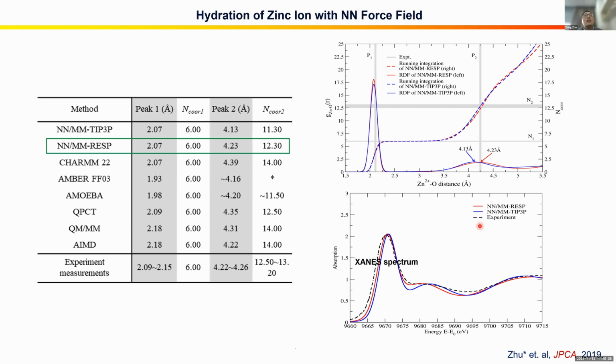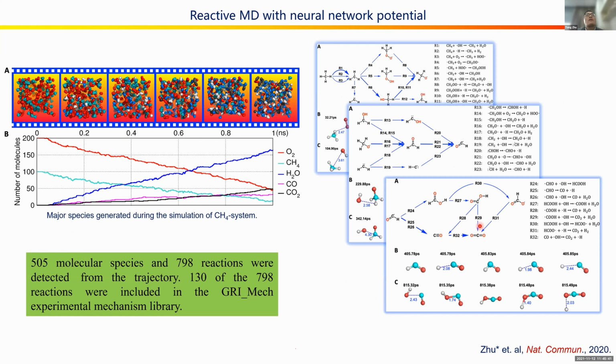Another example is the combustion of methane. By using the neural network potential, actually it's DeePMD-kit, we perform the reactive MD simulation starting from 100 methane molecules and 200 oxygen molecules. And within, I think, 5 days, we can finish the 1 nanosecond MD simulation, and the time step is 0.1 femtosecond. And from the trajectory, we detect 500 molecular species and almost 800 reactions, and 130 of these reactions can be found in the available database, such as GRI-MECH.